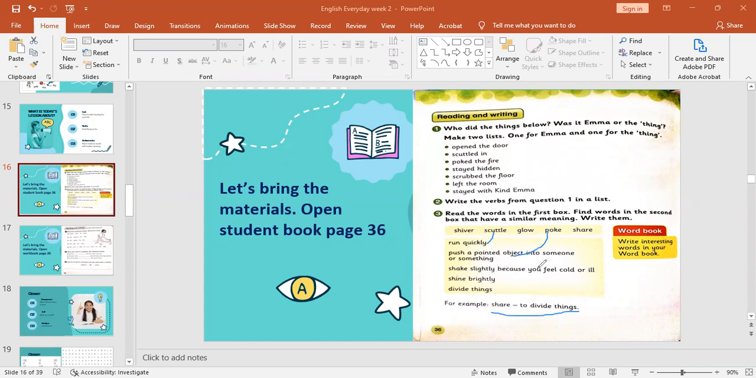Shake slightly because you feel cold. Okay, to shake slightly, it means to shiver. To shine brightly means to glow. And divide things means what? So we're going to all write it like this. All right, moving ahead, let's go to the workbook.